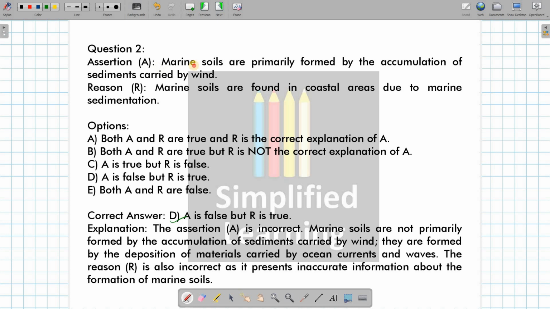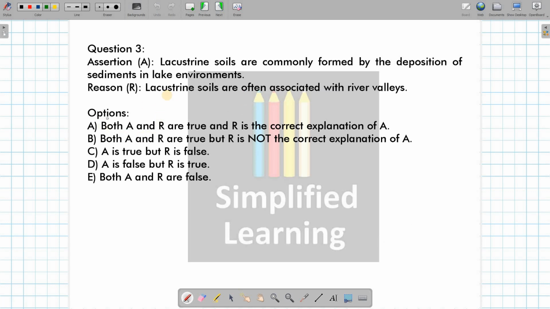We already have said marine soils are formed by accumulation of sedimentation inside the sea or ocean, not by wind. That's why it is false. And the reason, that is statement number 2, marine soils are found in coastal areas, it is alright, it is true. Okay, now question number 3.